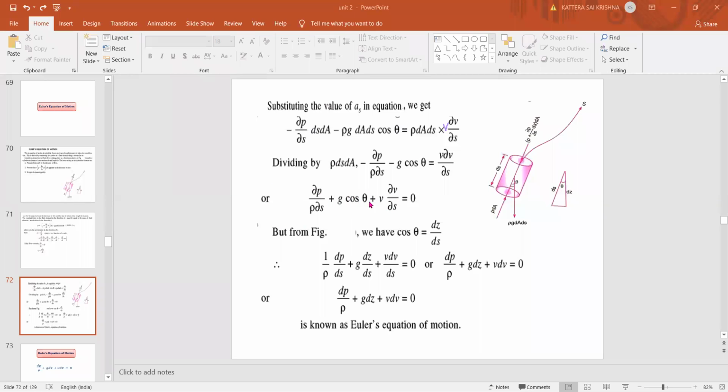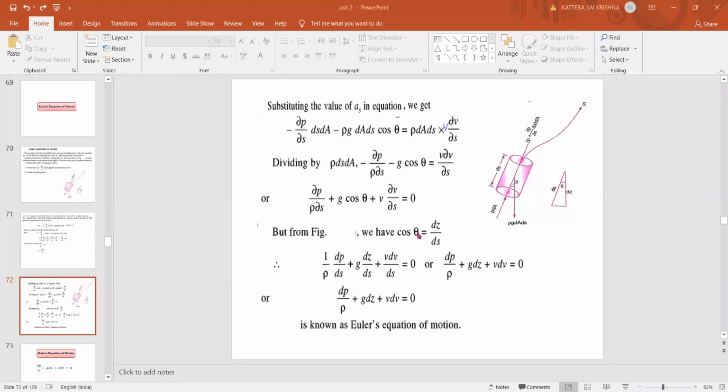And now I need to change this cos theta, by using this triangle you can see here. This theta I am just taking as a triangle. This height, as I already said, is denoted by dz. So dz is your vertical line and ds is your inclined line here. Between this and this, the angle is theta. So cos theta is equal to adjacent by hypotenuse, dz by ds. So from figure 2, nothing but this triangle, we have cos theta equal to dz by ds.